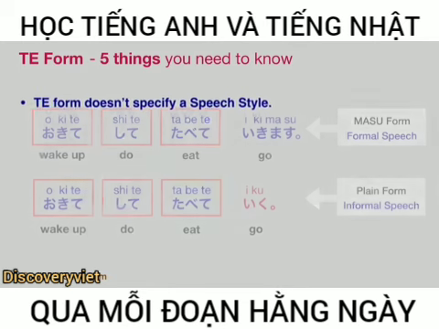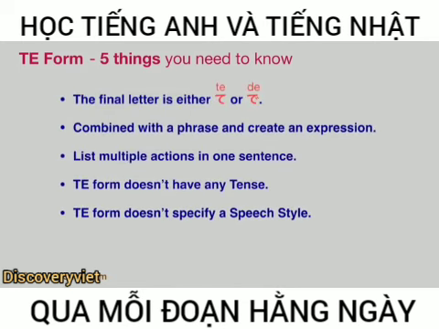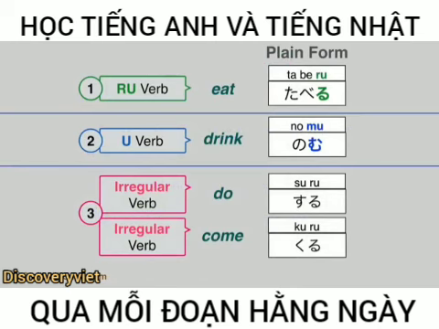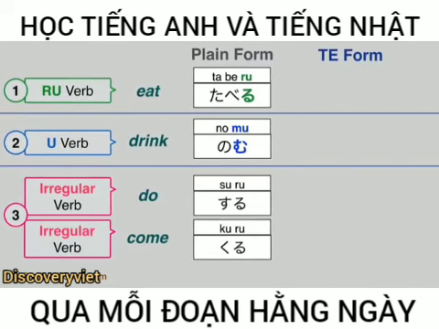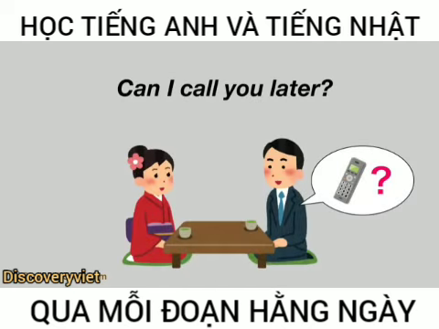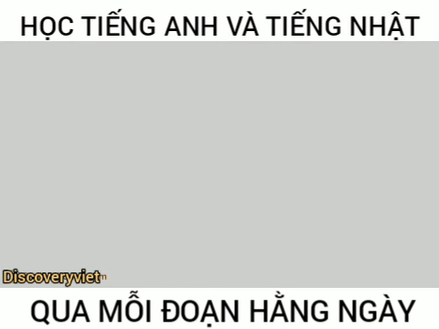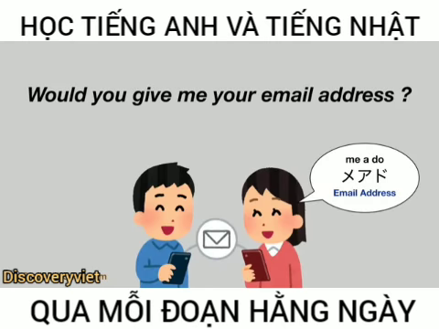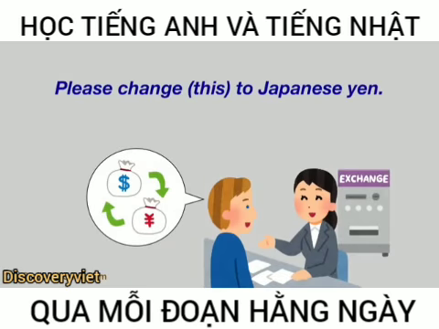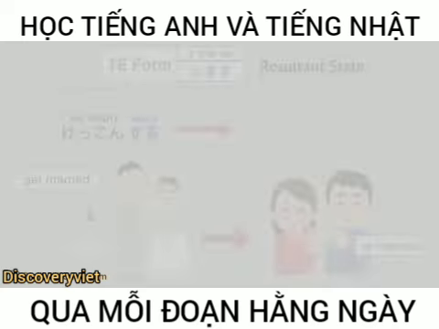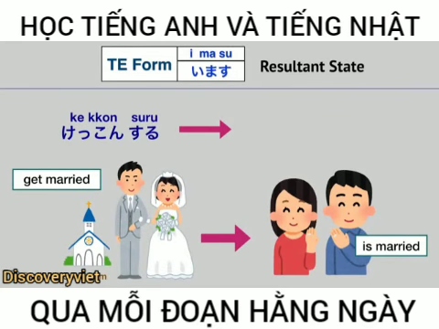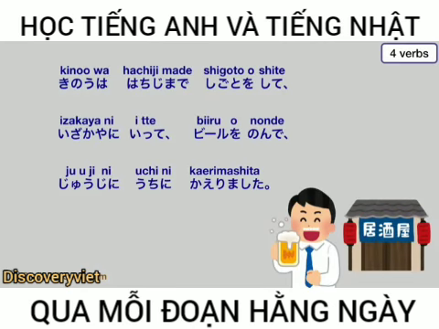So these are the 5 things that you need to keep in mind when you use your te form. From here, you are going to learn how to make te form and learn many expressions that you need to use te form, such as, can I call you later? Would you give me your email address? Please change this to Japanese yen. And I am married or I am not married, I am single in Japanese. You are also going to do some exercises to improve your pronunciation in the course.